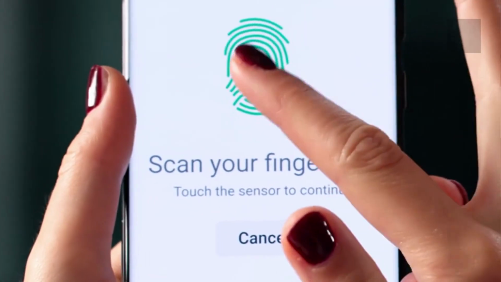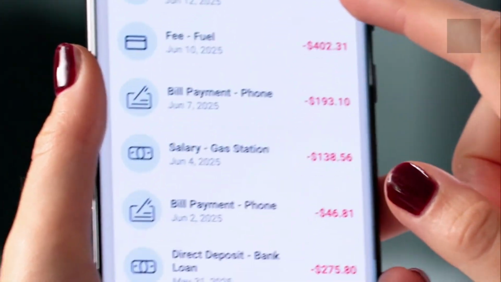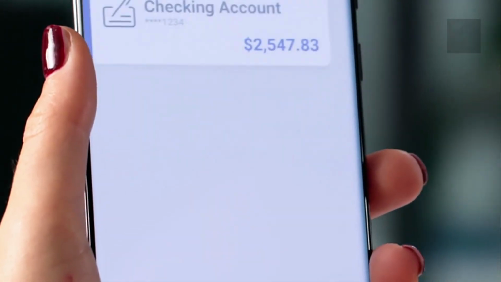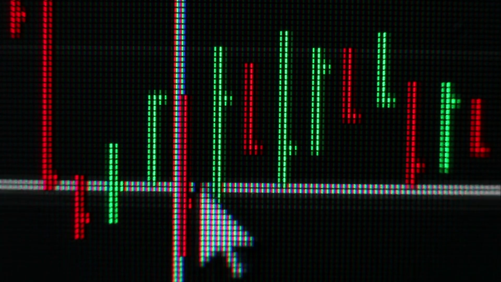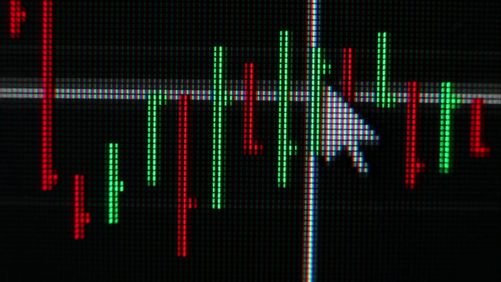A paycheck arrives in checking. A transfer moves a portion into savings to build reserves. Another transfer routes funds into an investment account for long-term allocation. The separation is deliberate. If all funds remain in savings indefinitely, the balance remains stable, but growth potential is limited.